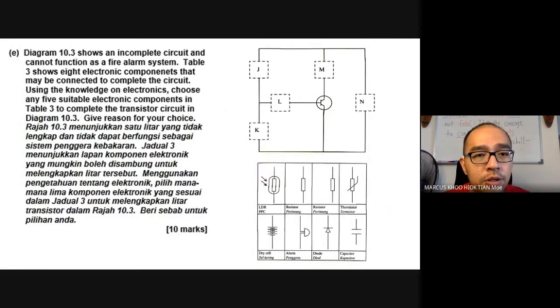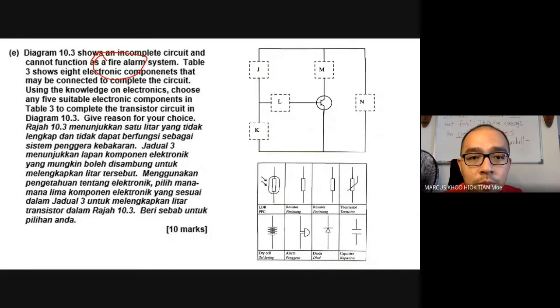Okay, diagram 10.3 shows an incomplete circuit. Wow, everything is here. Okay, so what do we want? Fire alarm system. Okay, so it's kind of the same question as just now. So what do you think? What do we put in J, K, L, M, and N? Tell me what we put in J, K, L, M, and N, and the reason. Okay, let's begin with Irdina. J, what do we put in J?